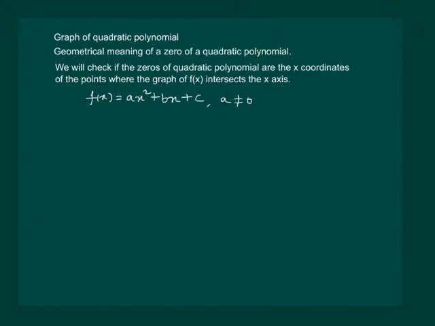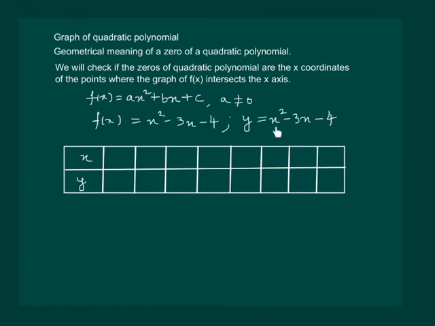Let us take a quadratic polynomial, say f(x) equal to x square minus 3x minus 4. We write it as y equal to x square minus 3x minus 4. Now corresponding to different values of x, let us find the values of y. Say we choose the values 0, minus 1, minus 2, 1, 2, 3, 4 and 5.